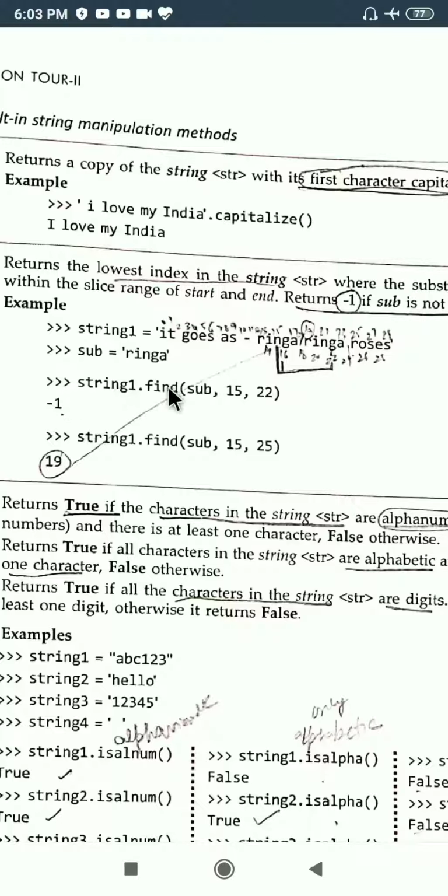If it is not able to find that particular substring inside this string, then it will return -1. Returns -1 if the substring is not found. Now if the substring is found, see, now again it is saying search it from 15 to 25. So it will start from here and end till here. Here ringa comes once, so it will return the lowest index from where that particular string has started. So ringa has started here and the index of it is 19. So it is returning 19 here. I hope it is clear to all of you.